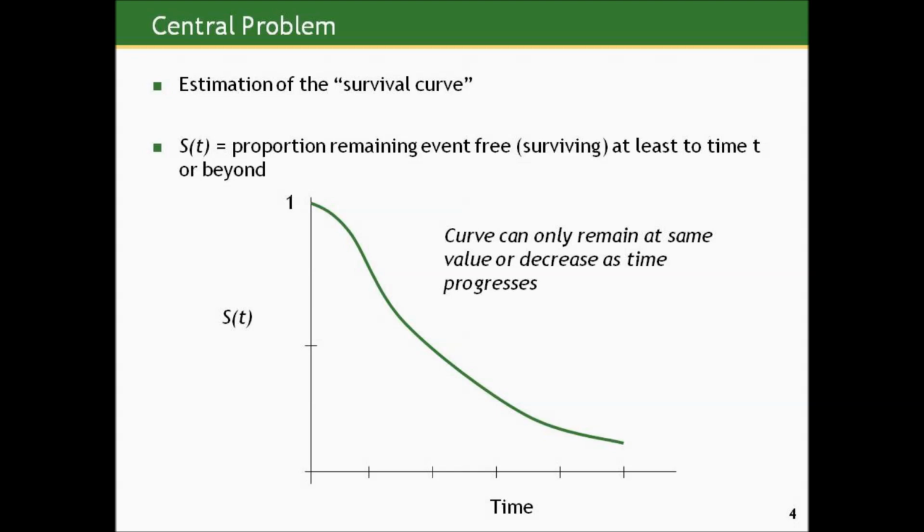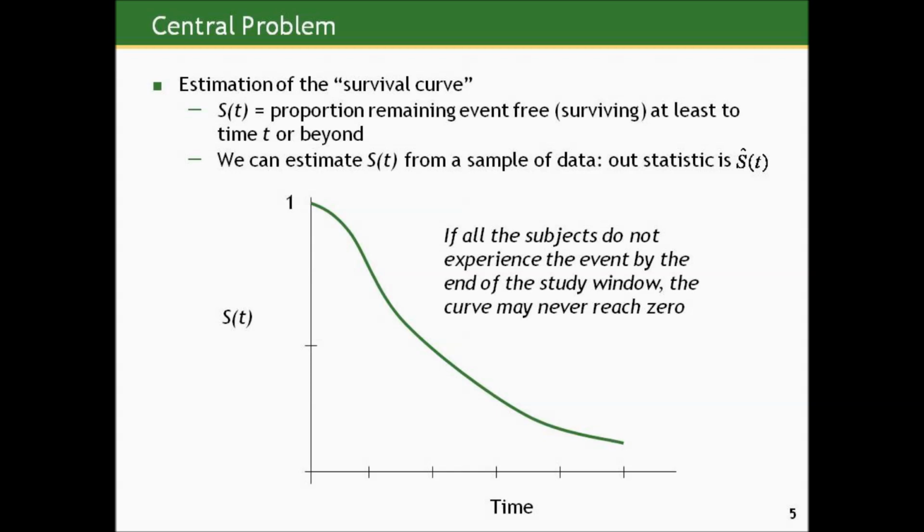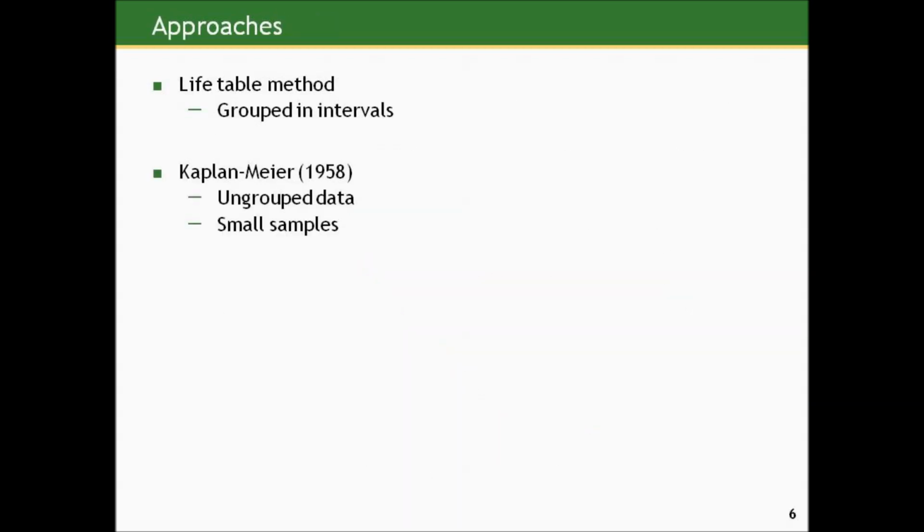If not all the subjects experience the event by the end of the study window, if the largest times we have are censoring times, the curve may never reach 0. And we'll consider an example of that among our examples. We can estimate this curve from a sample of data, and the statistic we use to estimate it is sometimes called S of t hat. The hat just goes on top to indicate we're dealing with a sample estimate.